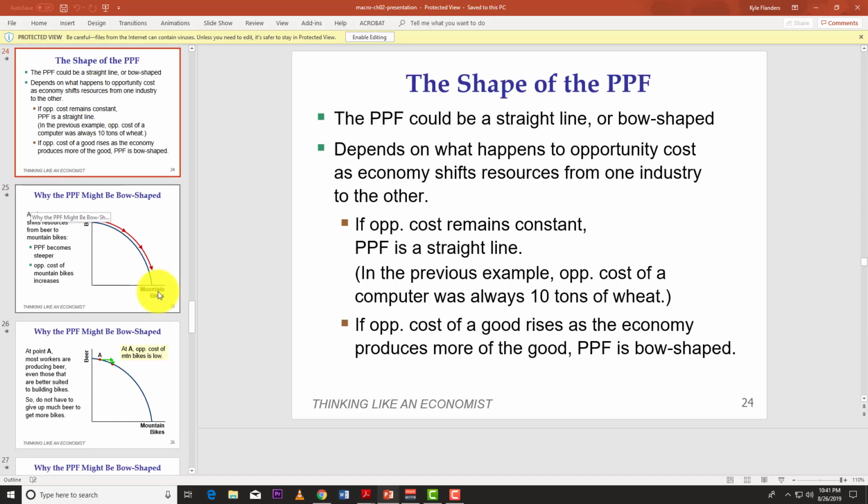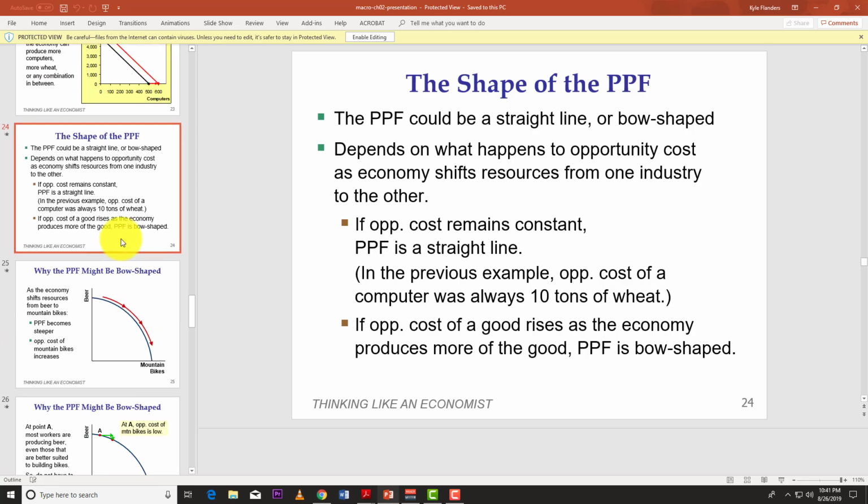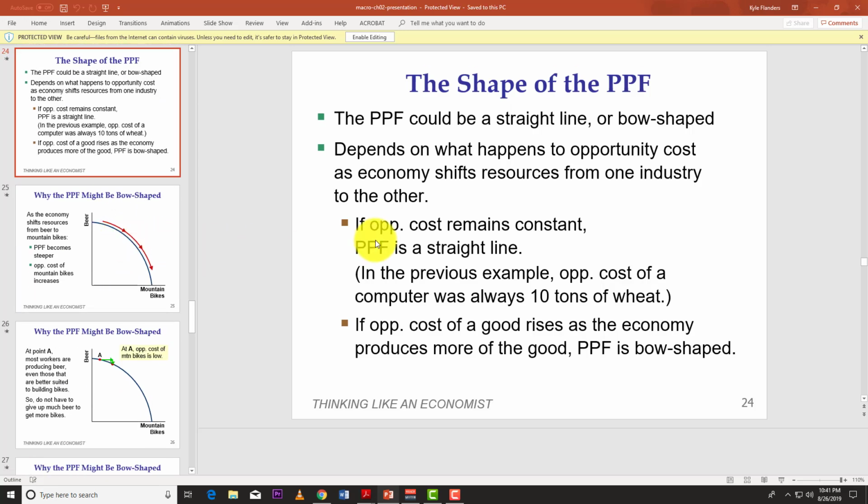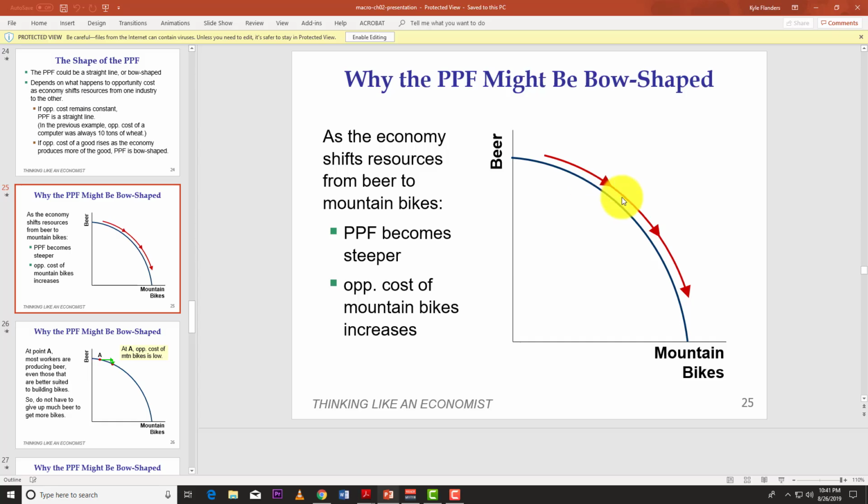Before we move on, let's look at the shape of the curve. The shape of the curve is what you call a bow shape. The production possibility curve could be straight, or in this case, as the book shows it, shaped like a bow. See the bow right here.